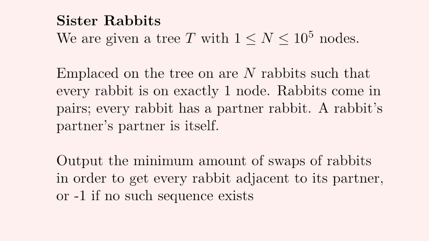Rabbits come in pairs. That is, every rabbit has a partner rabbit. Moreover, a rabbit's partner's partner is itself. Our task is to output the minimum amount of swaps of rabbits in order to get every rabbit adjacent to its partner, or -1 if no such sequence exists.